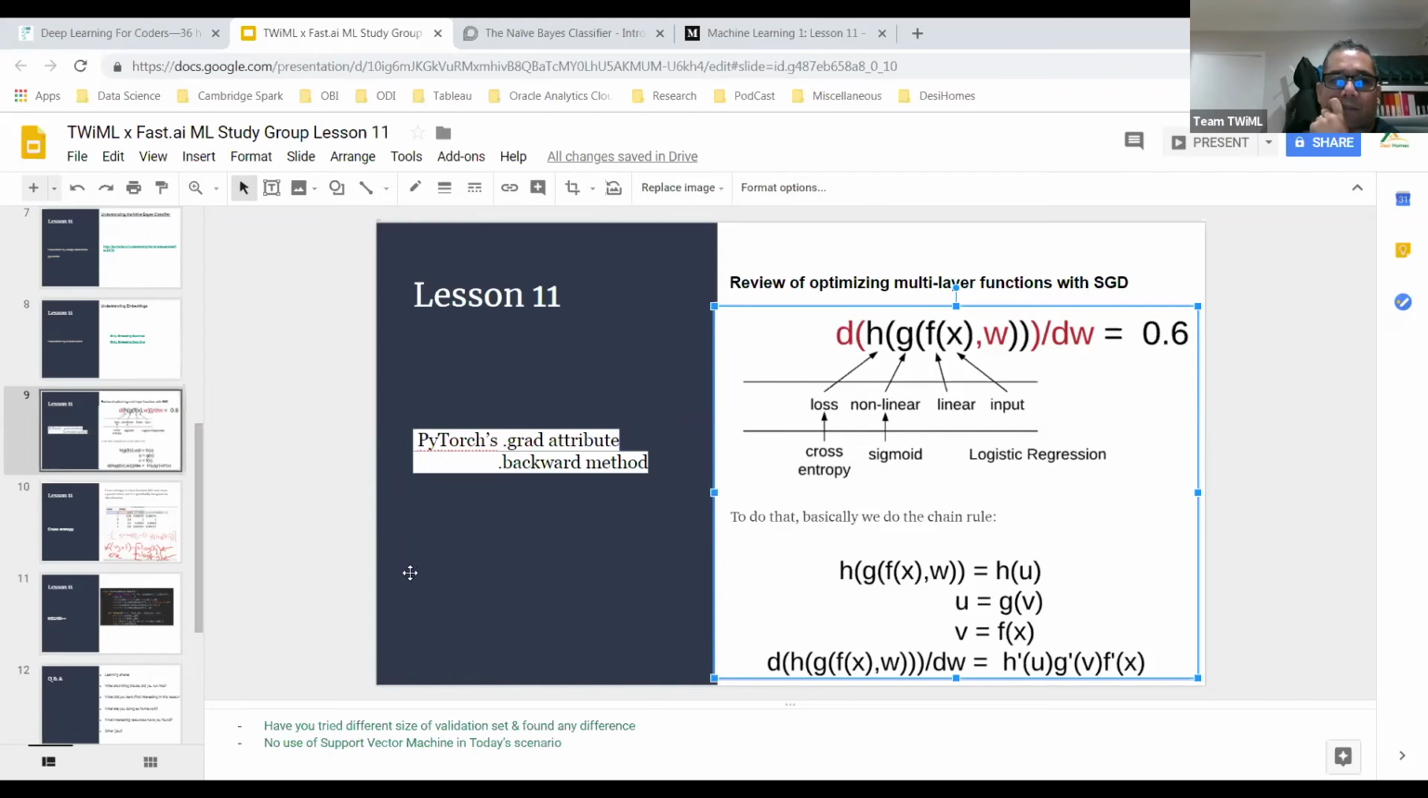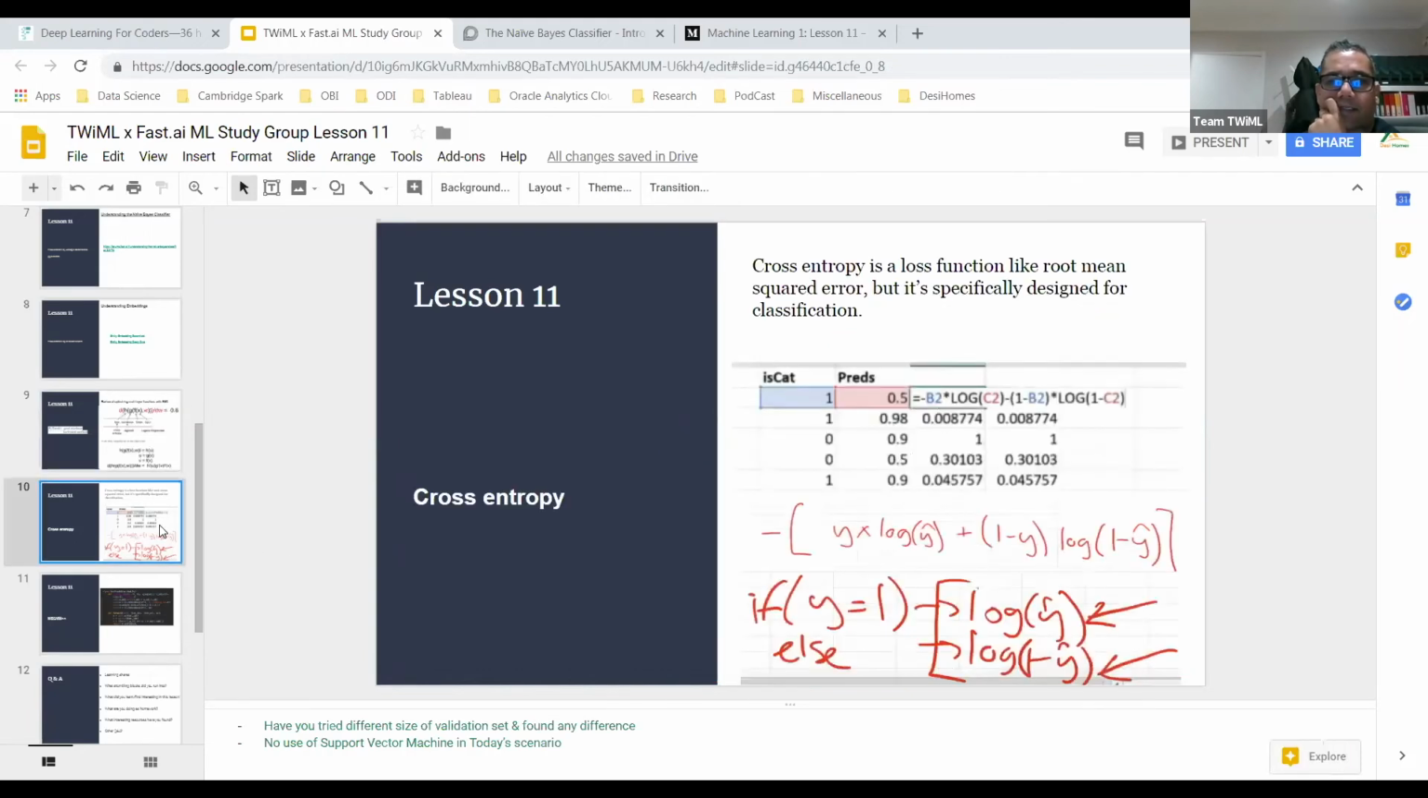All right, I'll move ahead to the next slide, which is just simple cross entropy. I think he was using cross entropy, and this is just like a loss function, like a root mean square, but specifically designed for classification. And that's the if statement. Interestingly, he asked students to write that if statement on it.